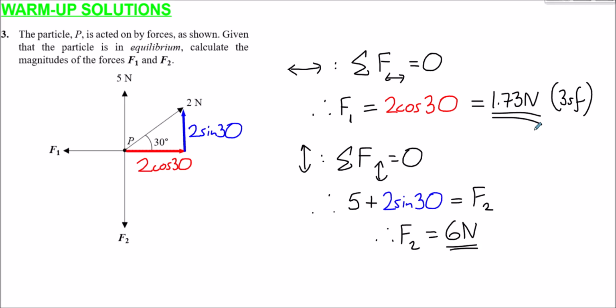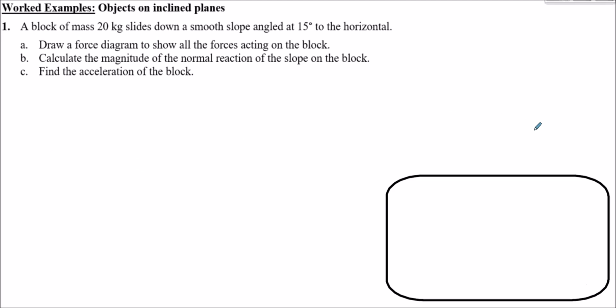Let's move on now using this idea of resolving forces perpendicular and parallel to a slope and just have a look at some more worked examples together before you try some of these questions on your own. So let's dive straight into some more examples. So, worked examples of objects on inclined planes. First off, we've got a block of mass 20 kilograms sliding down a smooth slope angled at 15 degrees to the horizontal. First off, draw a force diagram to show all the forces acting on the block.